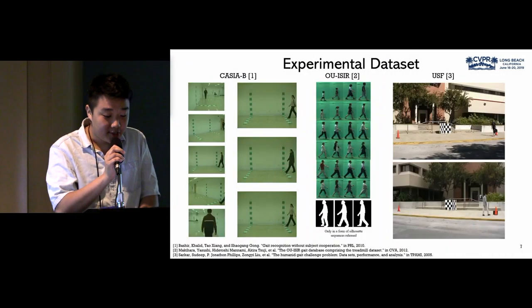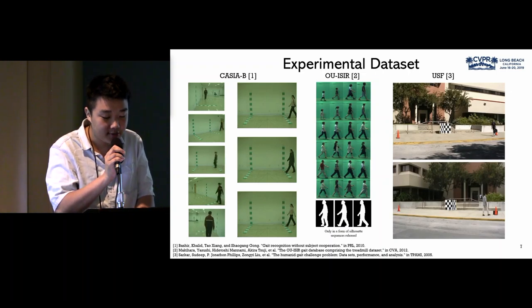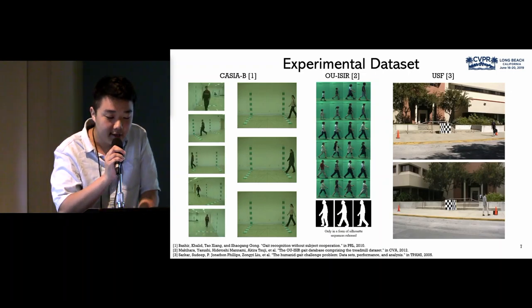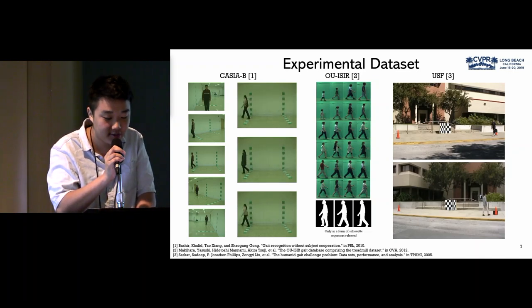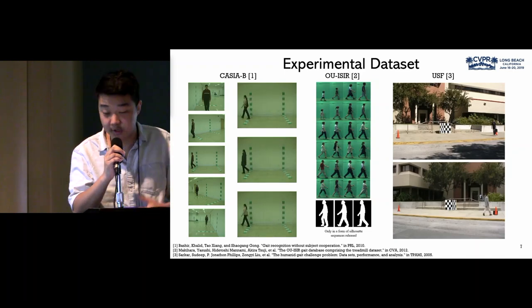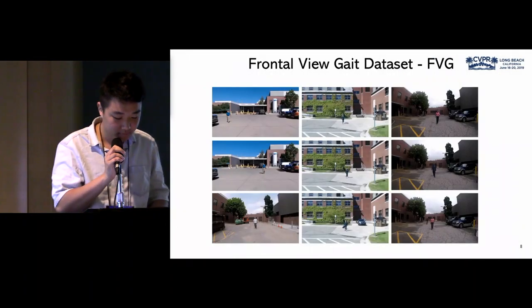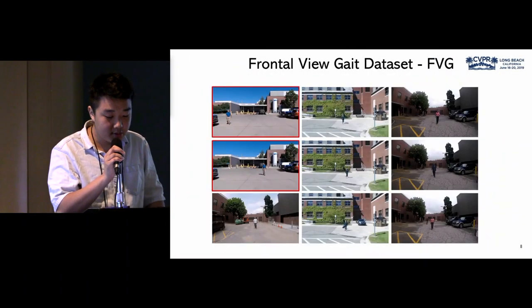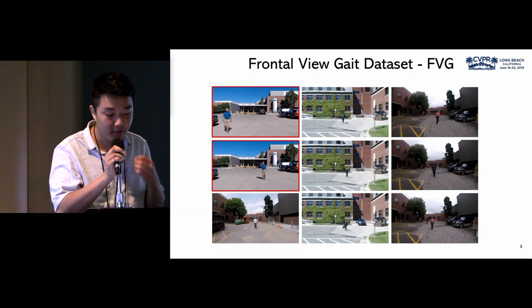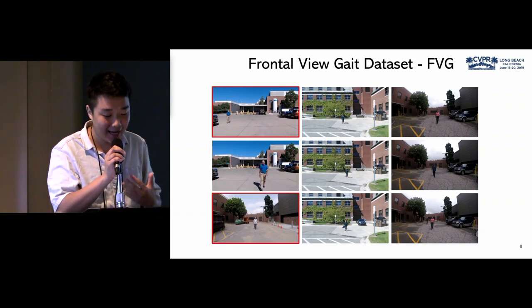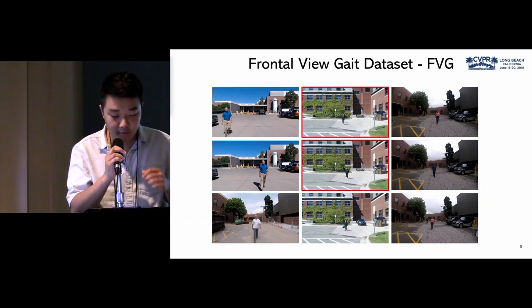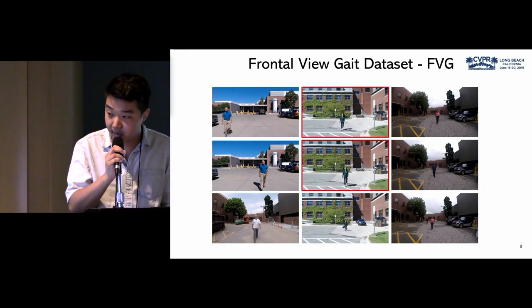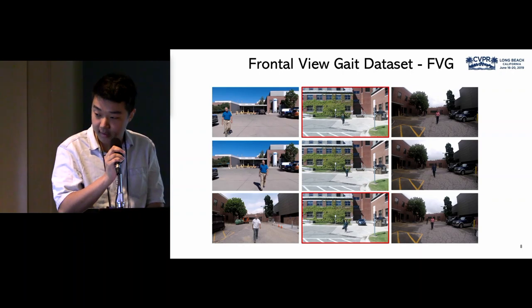We evaluate on three of the most popular gait databases, CASIA-B, OU-ISIR, and USF. They all have a large number of subjects under different walking variations like view angle, carrying bags, and changing clothes. And to encourage more research on gait recognition from the frontal view, we collect an HD frontal view gait database under 6 variations, including view angle, time, walking speed, and carrying bag.